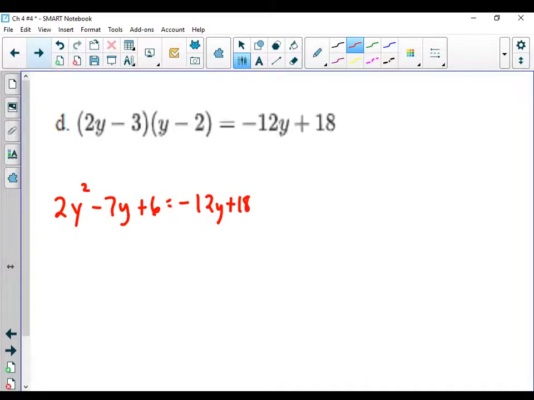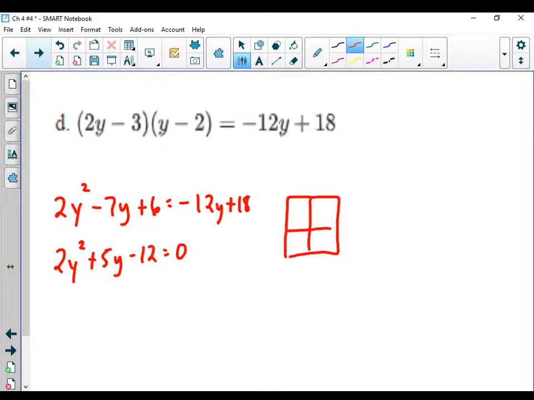Again, I've got the y squareds, I got the y, so I'm going to try to get it equal to 0. So I've got 2y squared. If I add 12y to the other side, I now have positive 5y. If I subtract 18, I now have negative 12. All right, so now I'm going to try to factor it. So maybe generic rectangles would be helpful. So I got 2y squared and negative 12, which means I need to multiply to get negative 24y squared and add to get 5y. And I can get that by using 8 and negative 3.